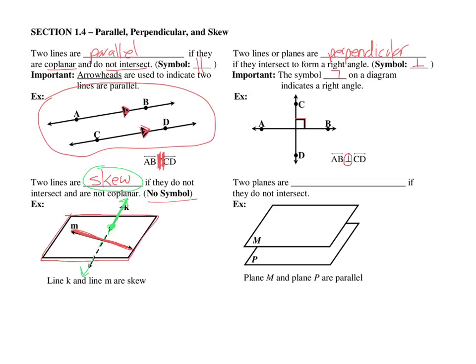Two planes are parallel if they do not intersect. So here we have one plane hovering over another. This other plane's beneath it. You can draw a dashed line if you want to show that it's underneath. So plane M and plane P are parallel.